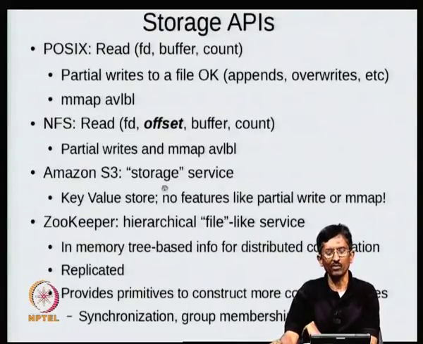So what is S3? S3 is basically a key value store, whereas Zookeeper is, if you are familiar with the proc file system in Linux, something similar to that. The idea here is you want to provide certain information in a tree-like fashion, and this is memory based, and various clients can actually get information about some particular state of the system from this file-like service.